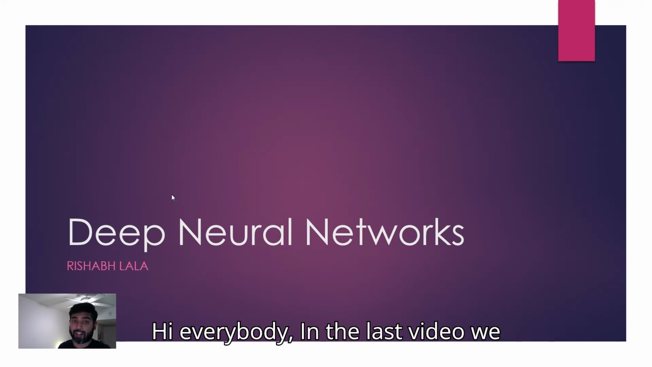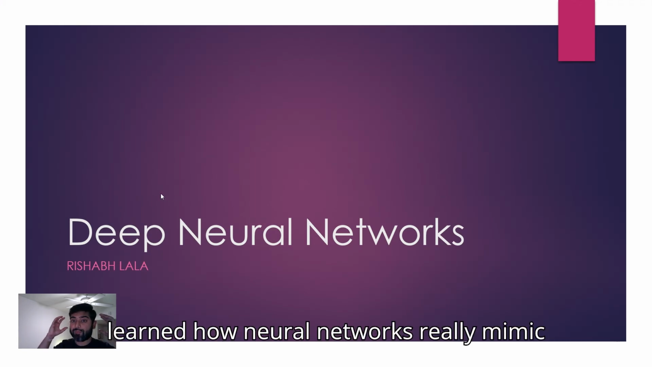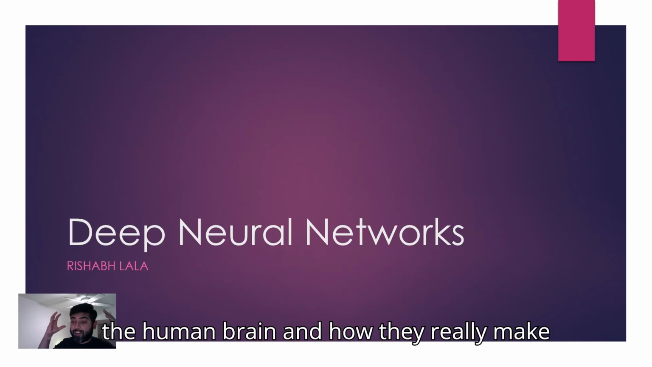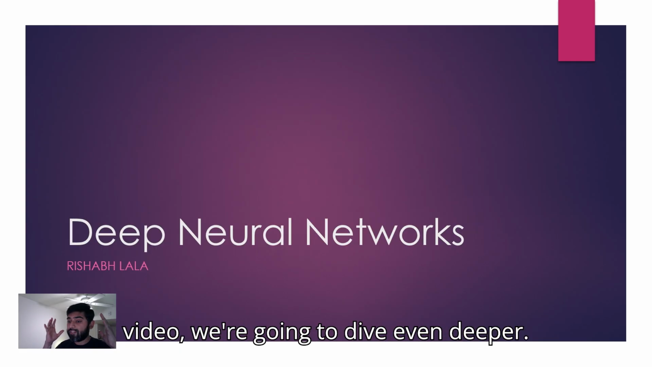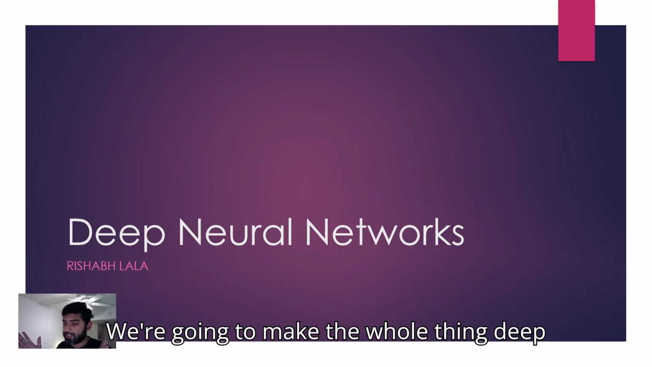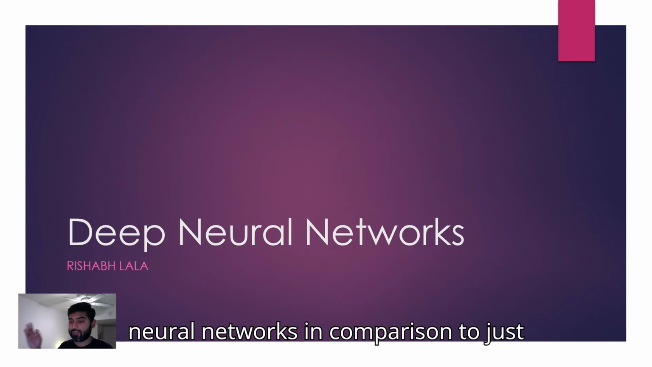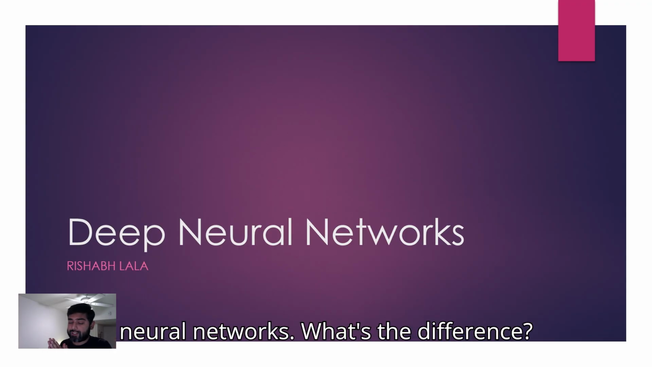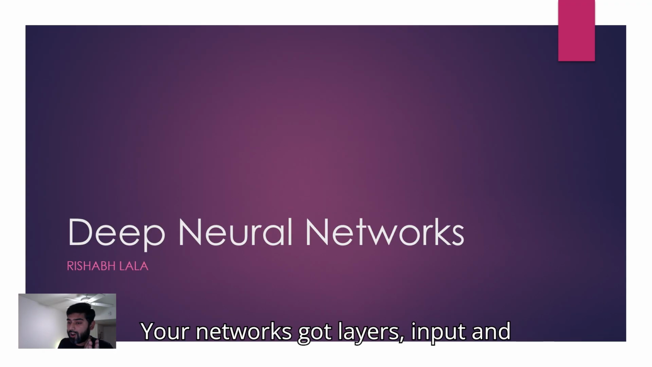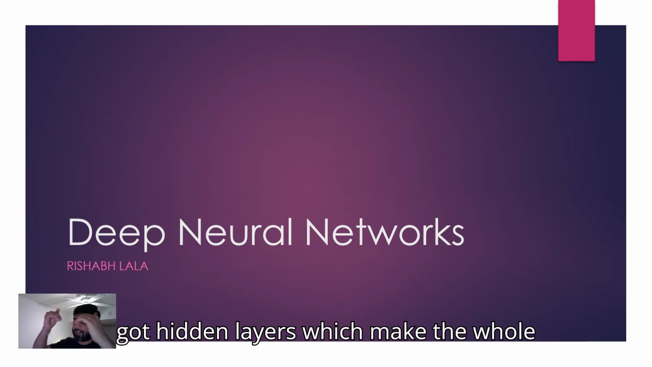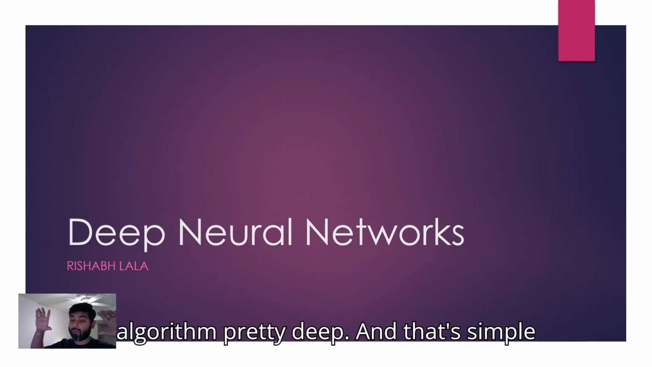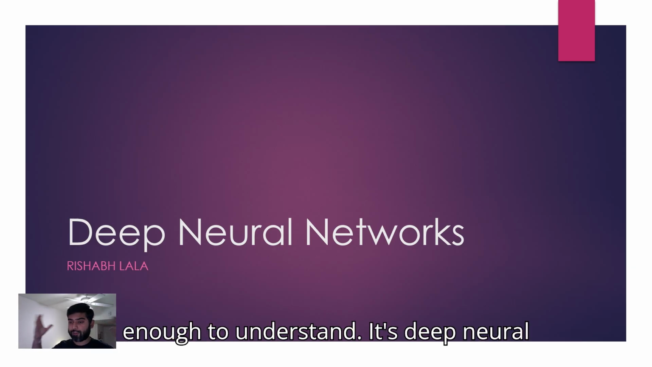Hi, everybody. In the last video, we learned how neural networks really mimic the human brain and how they make decisions. Here in this video, we're going to dive even deeper. We are going to make the whole thing deep neural networks in comparison to just neural networks. What's the difference? Neural networks got layers, input and output, but in deep neural networks, we got hidden layers, which make the whole algorithm pretty deep. And that's simple enough to understand.